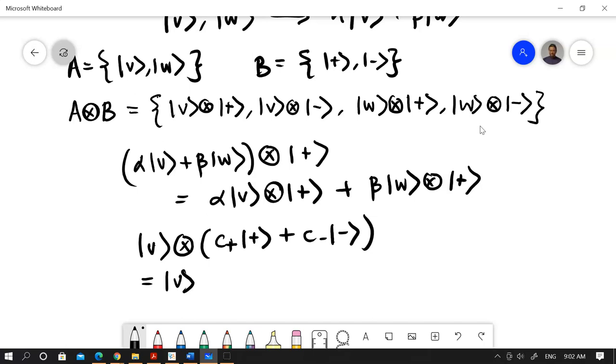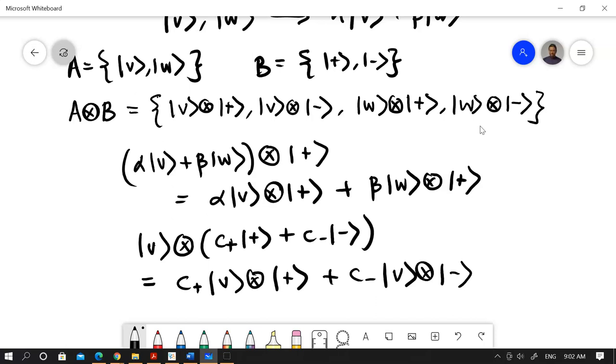Equals C plus V tensor product plus, plus C minus V tensor product minus. Okay. So what is a tensor product? It's just like a Cartesian product, but it also has all the algebraic operations that come with it. So that's all that is.